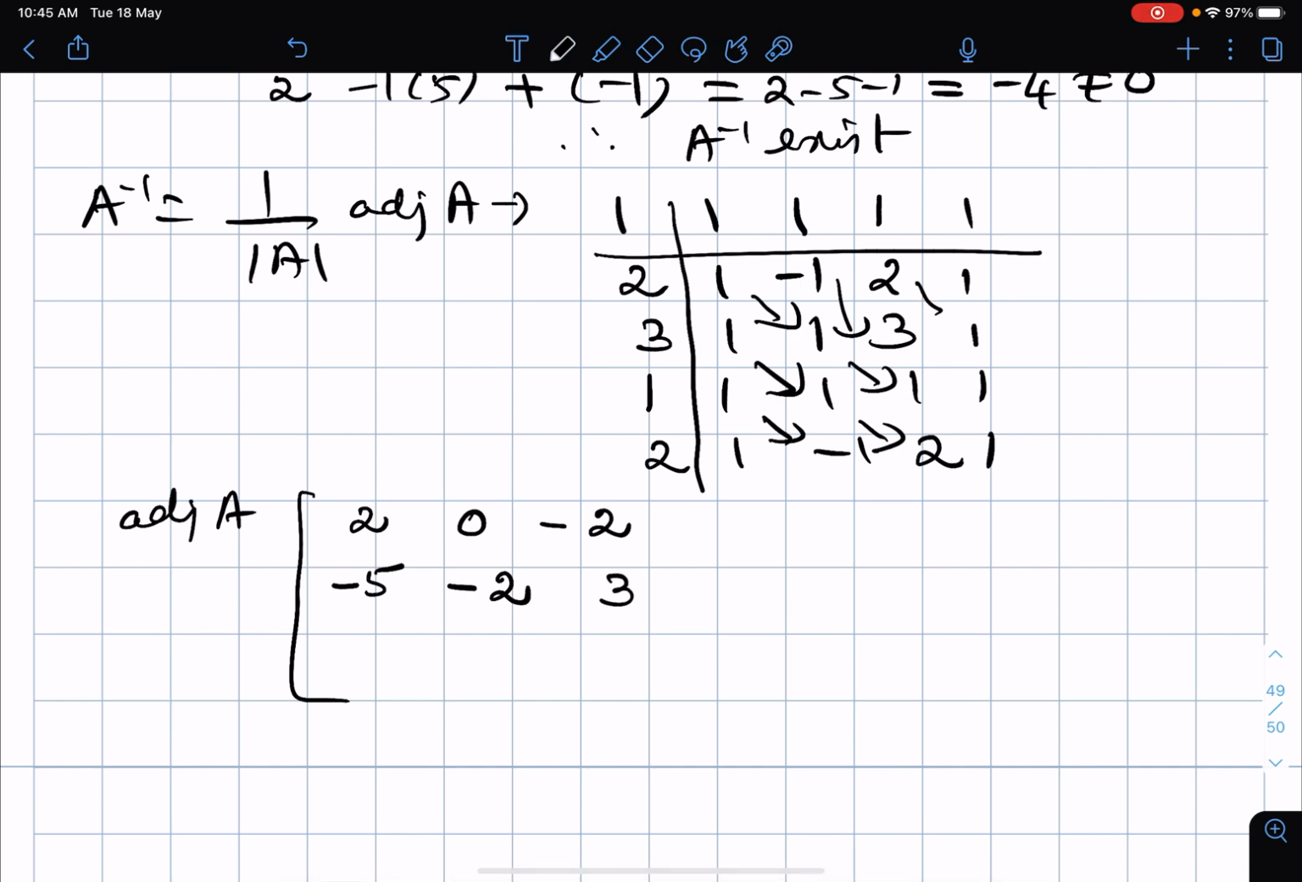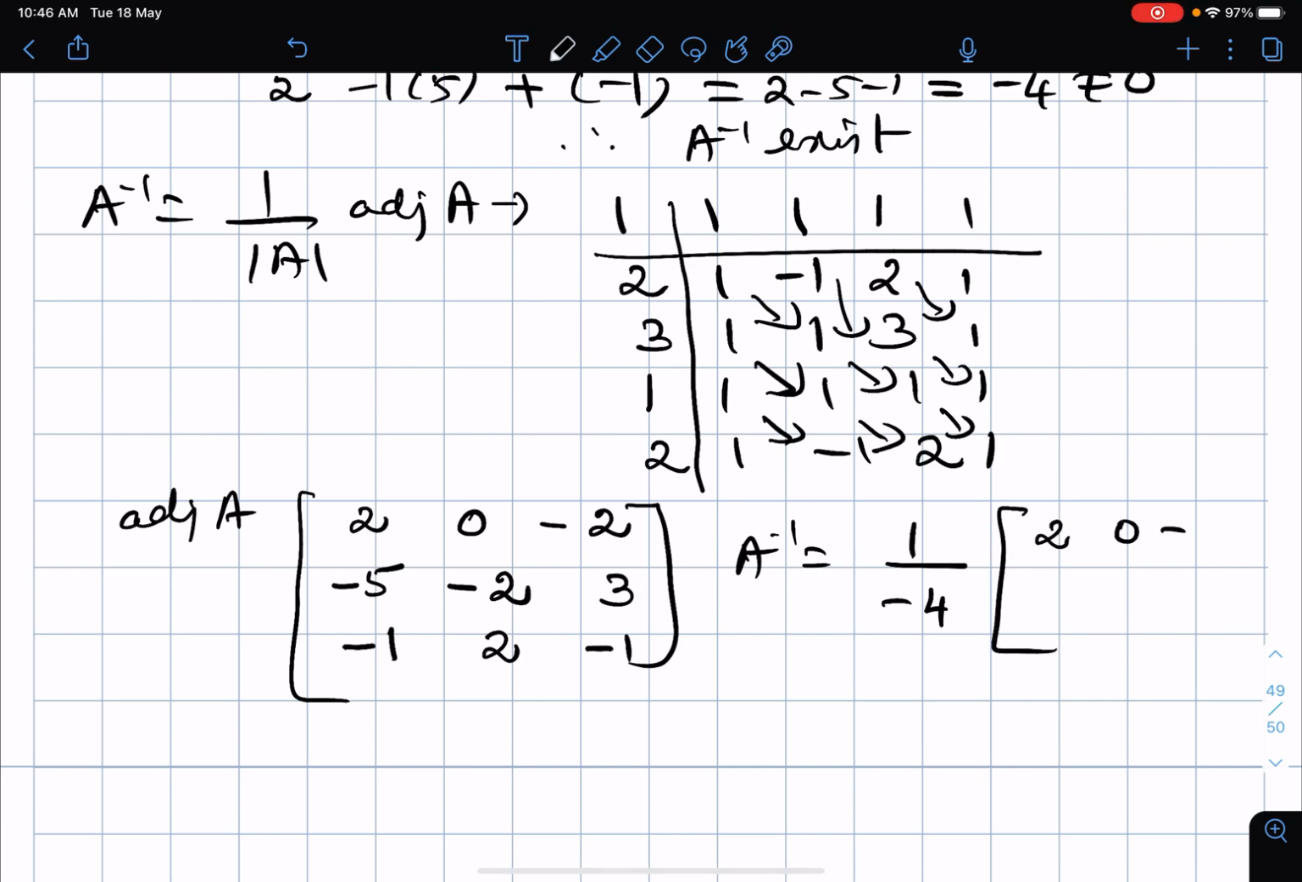Now coming to your third column, again multiply diagonally. So 2 minus 3 gives you minus 1 and 3 minus 1 gives you 2 and 1 minus 2 gives you minus 1. This is going to be your adjoint A. Therefore, A inverse equal to 1 by determinant A, which is minus 4, and your adjoint is 2, 0, minus 2, minus 5, minus 2, 3, minus 1, 2, minus 1.